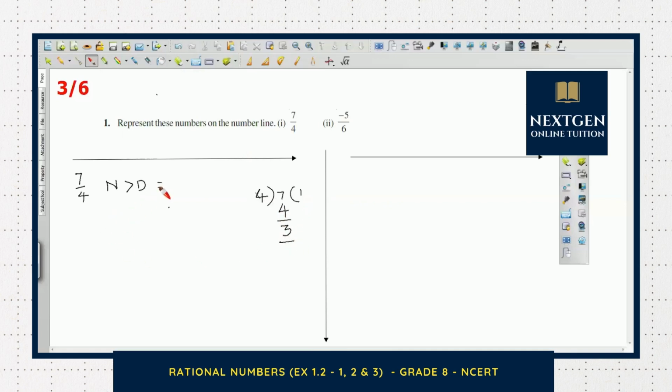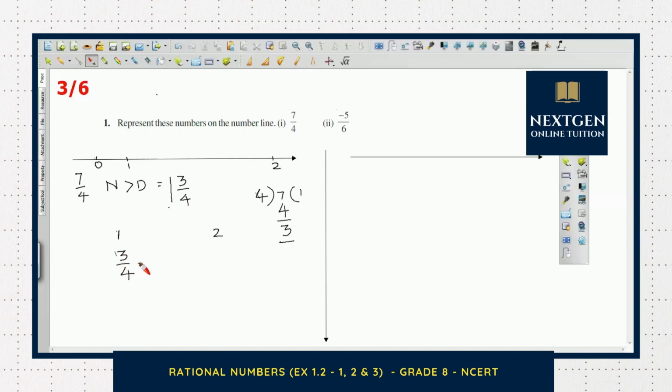I have converted it to 1, 3 by 4. So my number is located between the whole numbers 1 and 2 only. Let's locate here: here 0, here 1, here 2. So this 3 by 4 I need to locate now. How to locate?